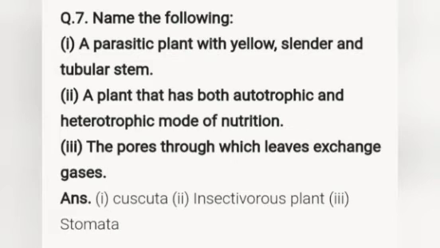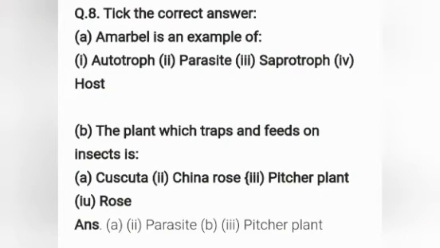And our eighth question is, tick the correct answer. Amarbel is an example of: first one autotroph, second one parasite, third one saprotroph, fourth one host. Answer is second one. The plant which traps and feeds on insects is the pitcher plant.